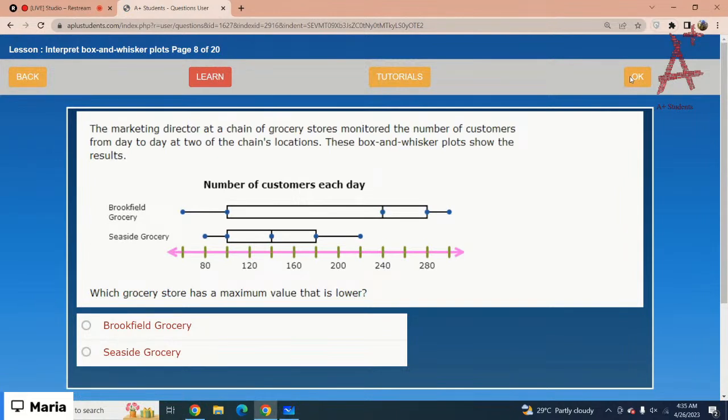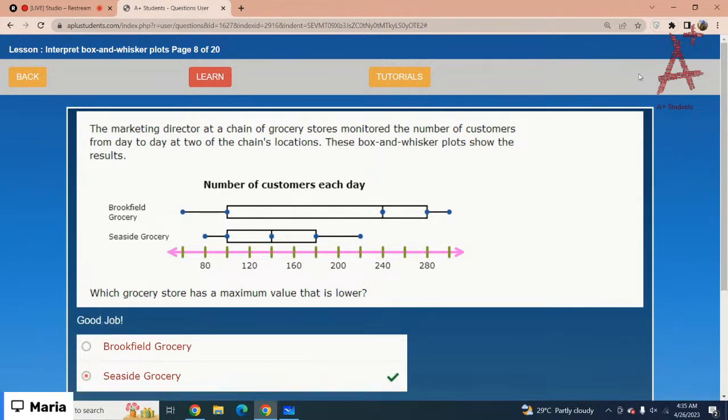Okay, the marketing director at a chain of grocery stores monitored the number of customers from day to day at two of the chain's locations. These box and whisker plots show the results. Which grocery store has a maximum value that is lower? Maximum value. Brookfield has a maximum value of 280 and Seaside has 180. So Seaside has the lower maximum value. Got it?